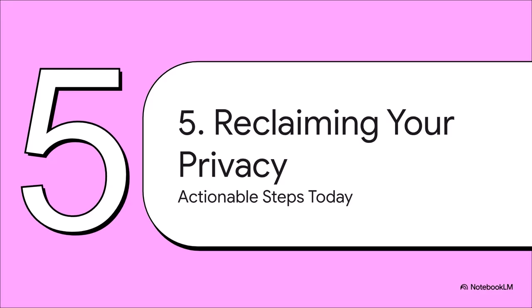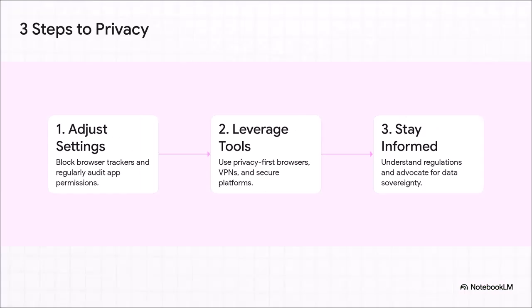Okay, so beyond just prompting, you can also take some very real steps to protect that digital fingerprint we were talking about. Reclaiming your privacy isn't some all-or-nothing game. Small, consistent actions can actually make a huge difference. Here are 3 really actionable things you can do. First, just dive into your settings. Block web trackers, go through your app permissions. Second, start using tools that are actually built for privacy, like privacy-focused browsers or VPNs. And third, stay informed. Understanding regulations like GDPR doesn't just protect you, it helps fuel the public demand for even better laws.